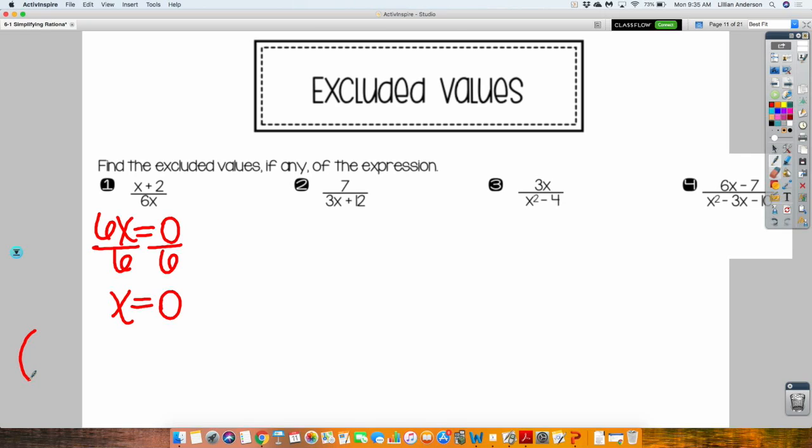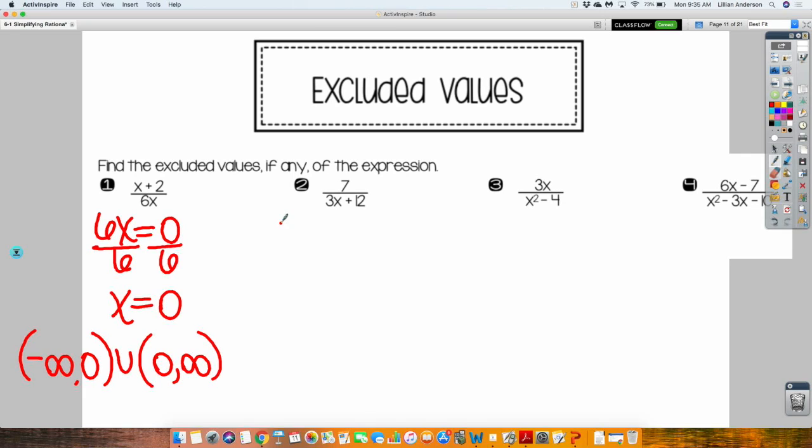So how do I write that in interval notation? Who remembers? How do I write every number except 0? Very good. That's how we write it. So if I ask you what's the domain of this rational expression, you would be able to tell me this is wherever the denominator does not equal 0.